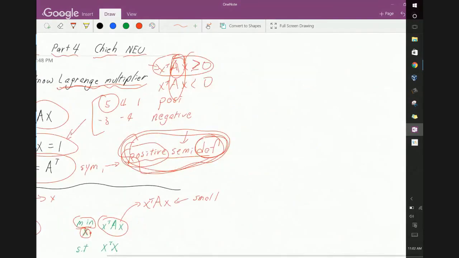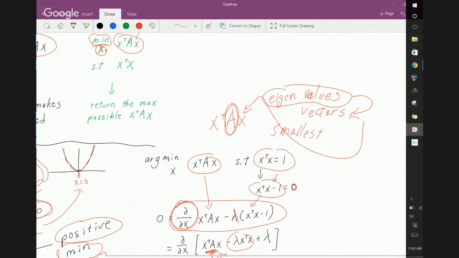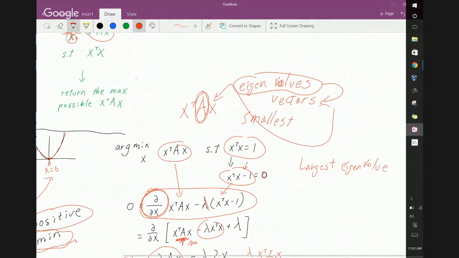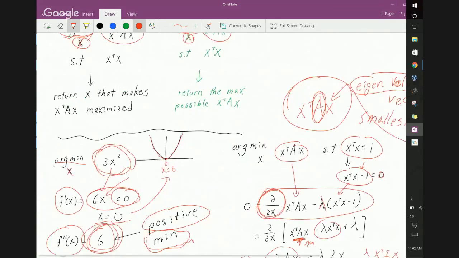Of course, if you were to pick the largest eigenvalue, then that will maximize this instead of minimize this. And that's how this kind of problem works.